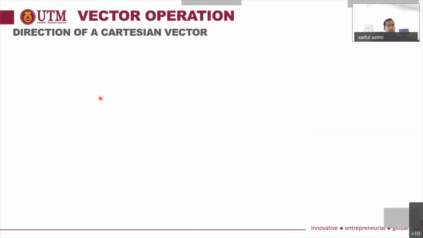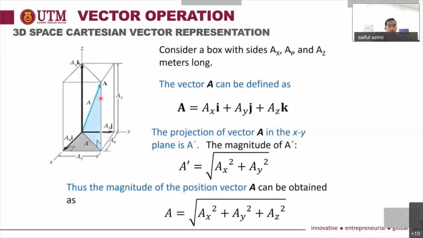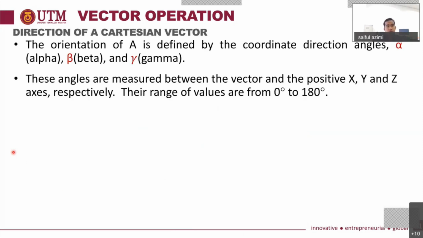Right. So next is the direction of a Cartesian vector. Previously we already determined how to find the magnitude. But this time, what about the direction? The orientation or the direction of the vector A in 3D Cartesian is defined by the coordinate direction angles. So you have 3 coordinate direction angles. Previously you only had one, theta. But this time you have 3: alpha, beta, and gamma. These angles are measured between the vector and the positive x, y, and z axes respectively.